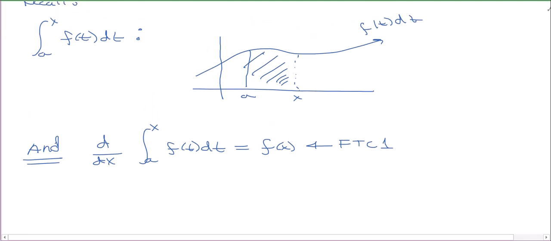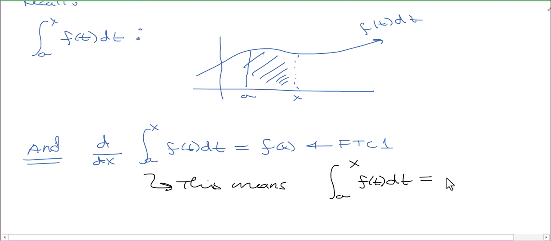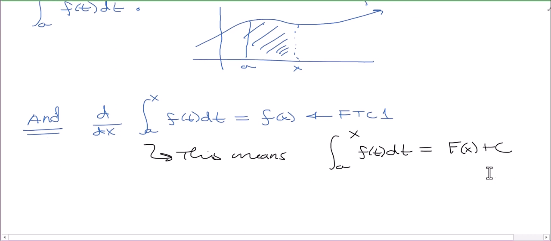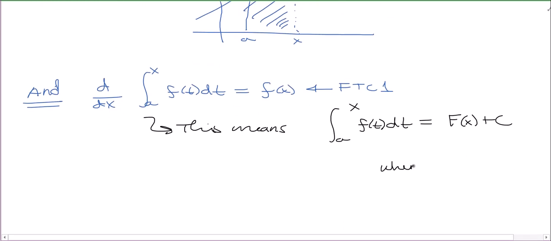So what does this mean? This really means that when you have the integral from a to x of f of t dt, you really end up with capital F of x plus c. So we're going to define it this way, where the derivative of capital F is the little f. So that's essentially what this says. When I take the derivative of this, I get little f. So capital F is the antiderivative of little f.